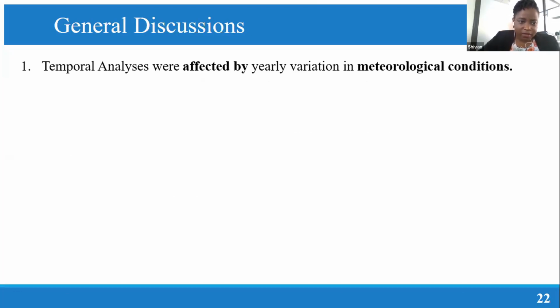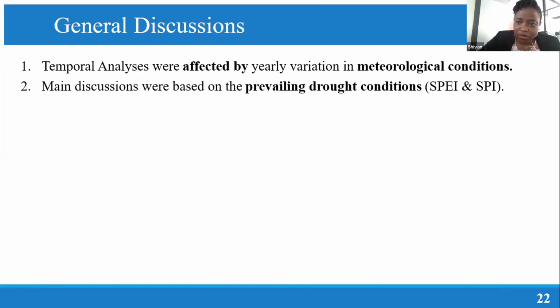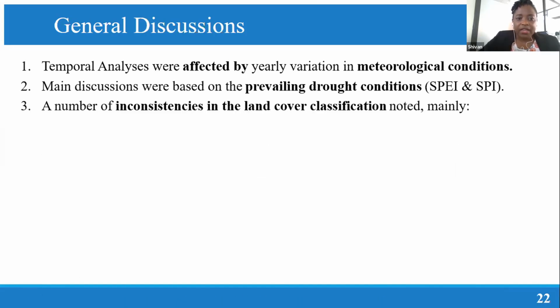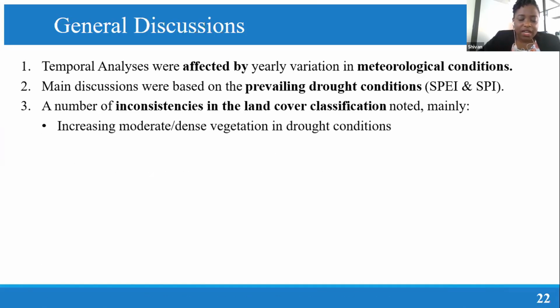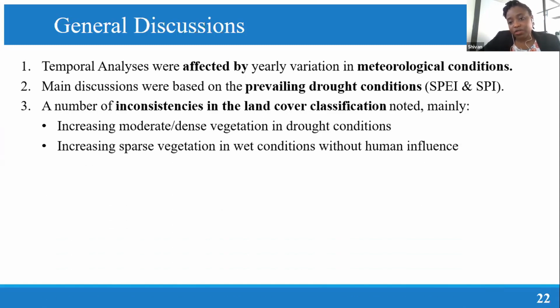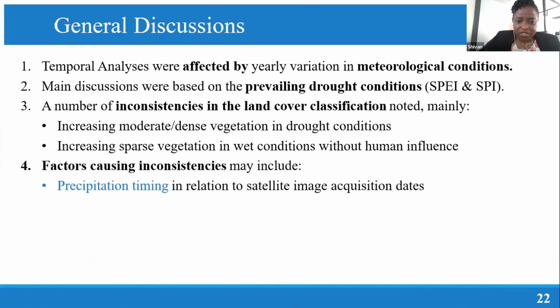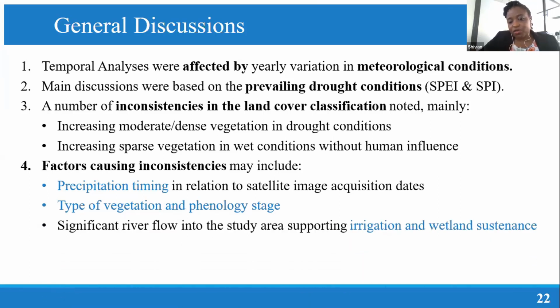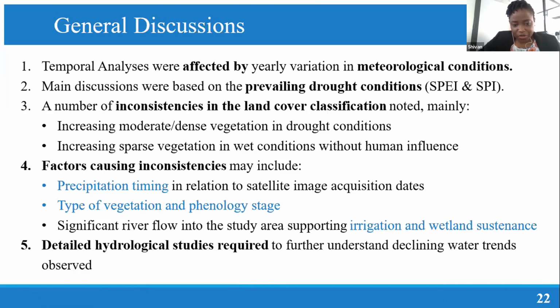As a discussion, temporal analyses were affected by meteorological conditions. The main discussions were drawn also from the prevailing drought conditions, that's SPI and SPI. A number of inconsistencies in the land cover classification were noted, and that's why we had increasing moderate or dense vegetation in drought conditions and increasing sparse vegetation in wet conditions without human influence. Factors causing these inconsistencies may include precipitation timing in relation to the image acquisition dates for the satellite images, the type of vegetation and phenology stage as it varies across years, and also significant river flow into the study area that supports irrigation and wetlands sustenance. Detailed hydrological studies are required, of course, to further understand the declining water trends that were observed.